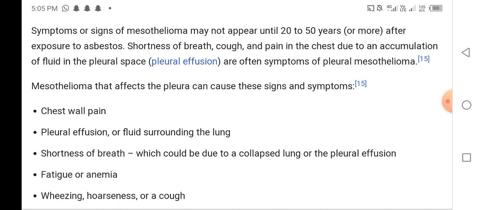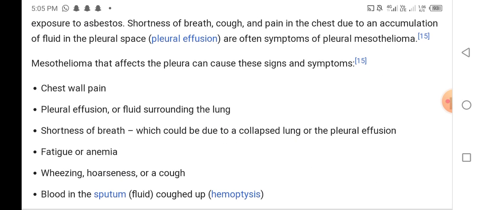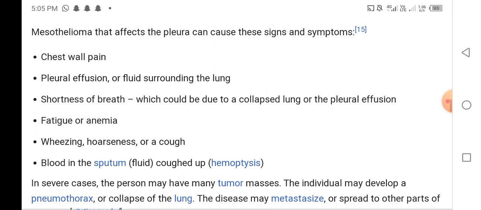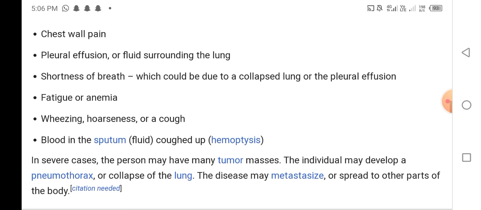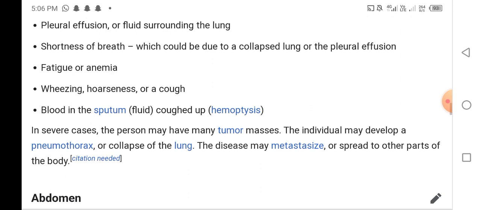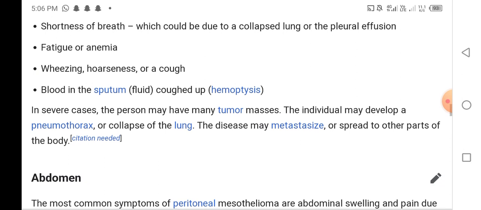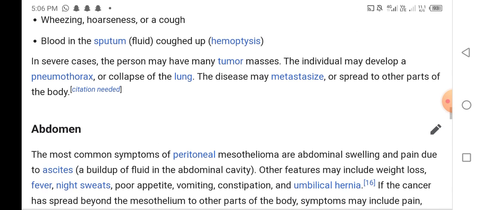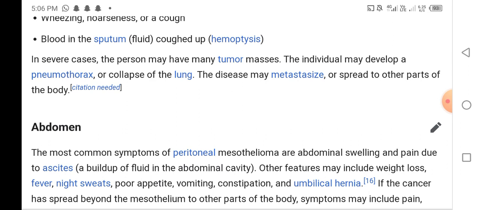The shortness of breath, cough, and pain in the chest due to an accumulation of fluid in the pleural space are often the symptoms of pleural mesothelioma. Mesothelioma that affects the pleura can cause these signs and symptoms: chest wall pain, pleural effusion or fluid surrounding the lungs, shortness of breath, which could be due to a collapsed lung or pleural effusion, fatigue or anemia, wheezing, hoarseness or a cough, and blood in the sputum coughed up, called hemoptysis.